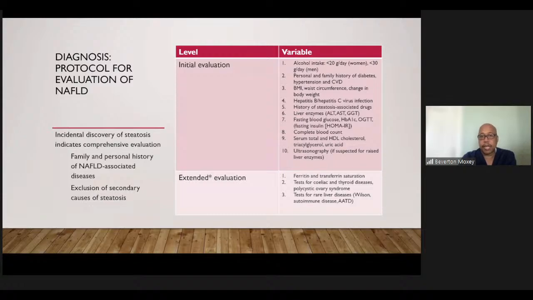Extended evaluation beyond that, when you want to drill deeper, you would look for things like iron, ferritin, transferrin saturations, looking for evidence of hemochromatosis. You may also check the smooth muscle antibodies, looking for autoimmune hepatitis. And we would not have really in our population Wilson's and the alpha-1 antitrypsin disease, because they are not prevalent or not common, period, and certainly are not common in our population.